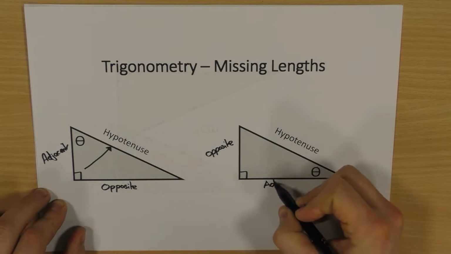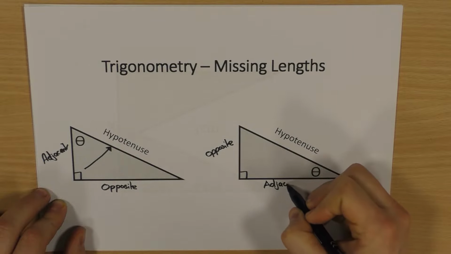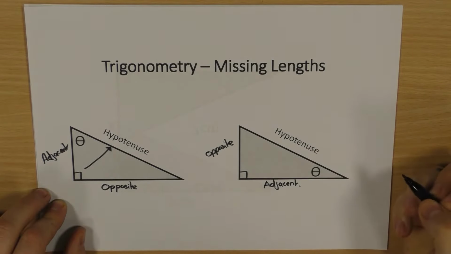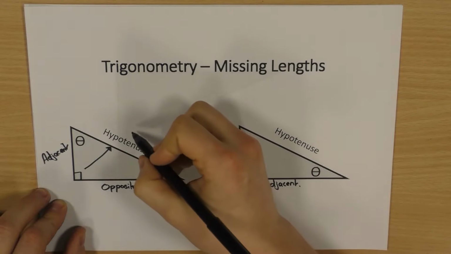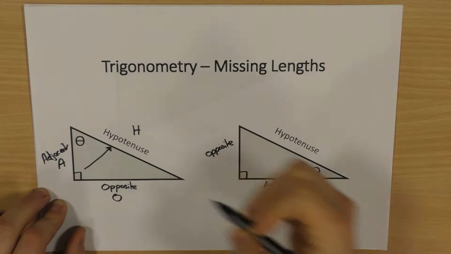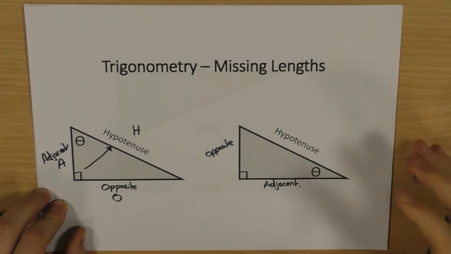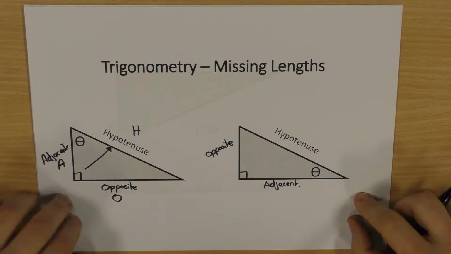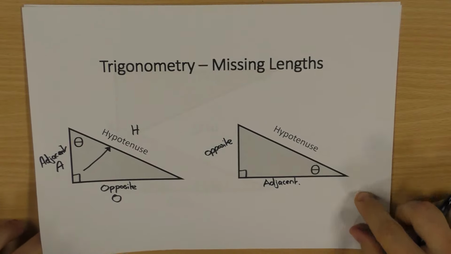Okay, so this one here is the adjacent. Okay, for the sake of what's going on for the rest of this video, the hypotenuse I'll say H, the opposite I'll say O, and the adjacent I'll say A. But that's what it means. Okay, whenever you have a right angle triangle, you need to label the sides. So let's get cracking with a question.